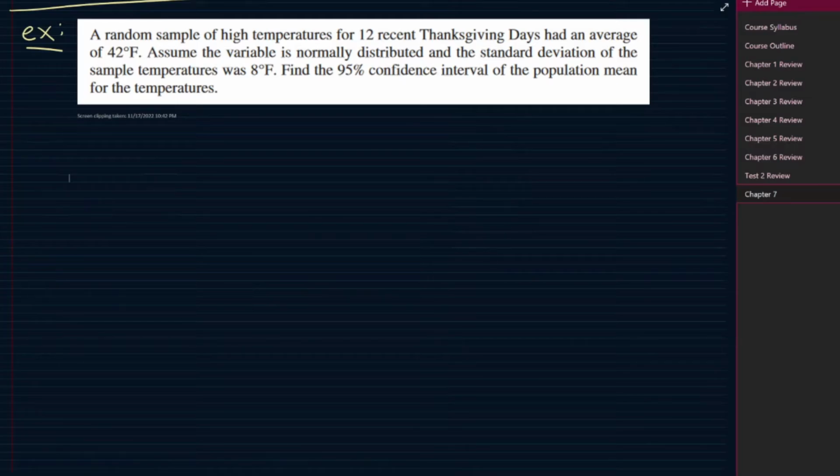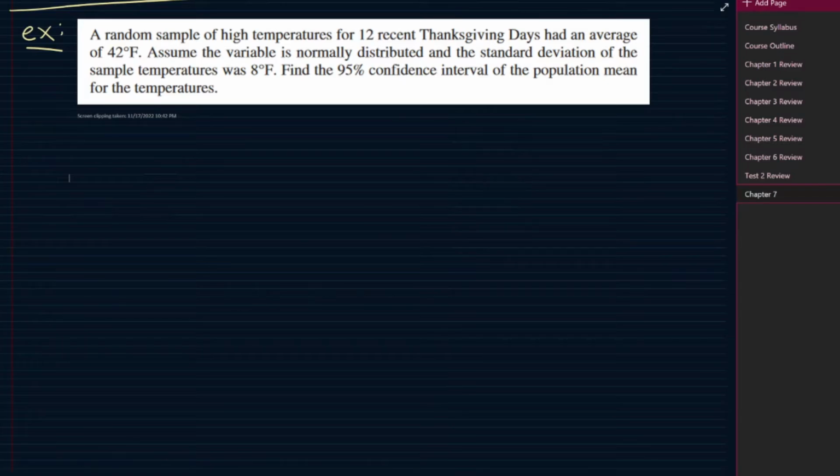Okay, so we're trying to figure out, with a 95% level of confidence, what the actual mean for the temperatures on Thanksgiving Day is. And we're going to use a sample of 12 to try to essentially guesstimate the bounds for the population mean. Again, with 95% confidence.